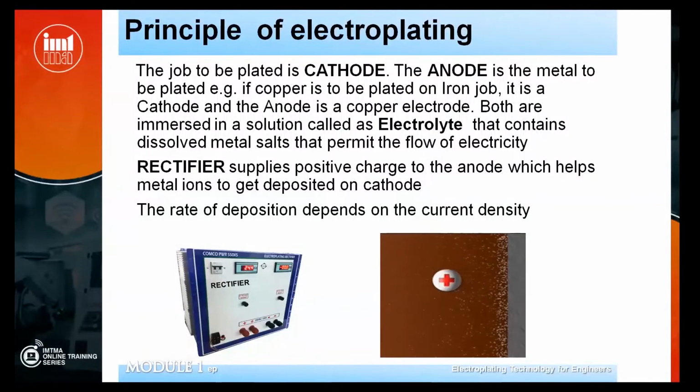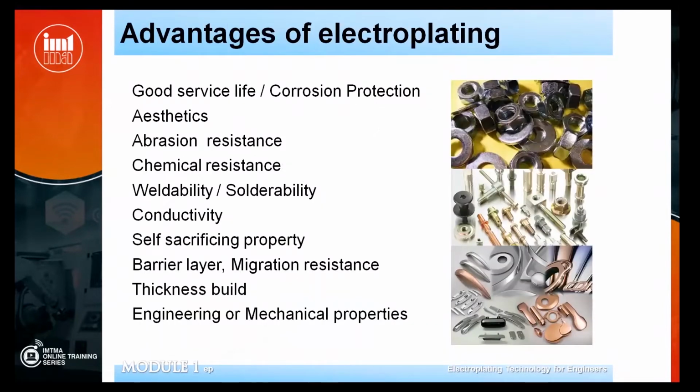Conductivity of that is higher than the purest form of water, that is either DM water or DI water. The rectifier supplies positive charge to the anode, which helps the metal ions to get deposited on the cathode. The rate of deposition depends on the current density through this rectifier. More the current, more is the thickness.